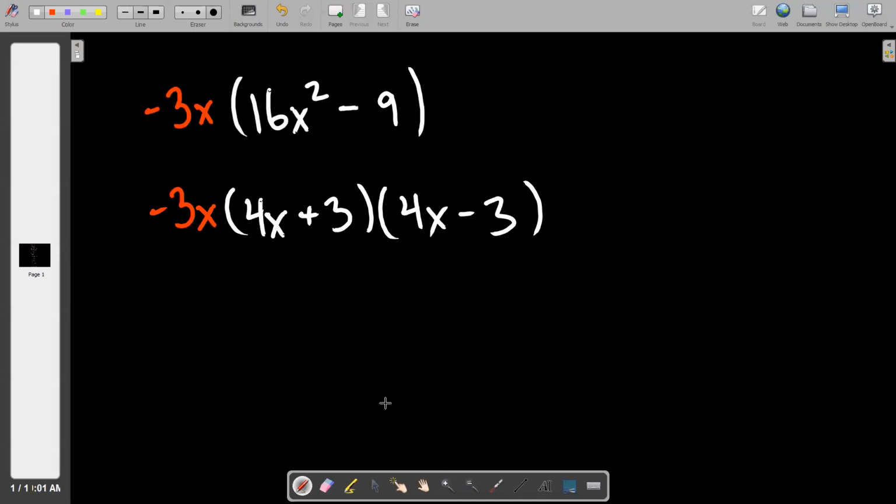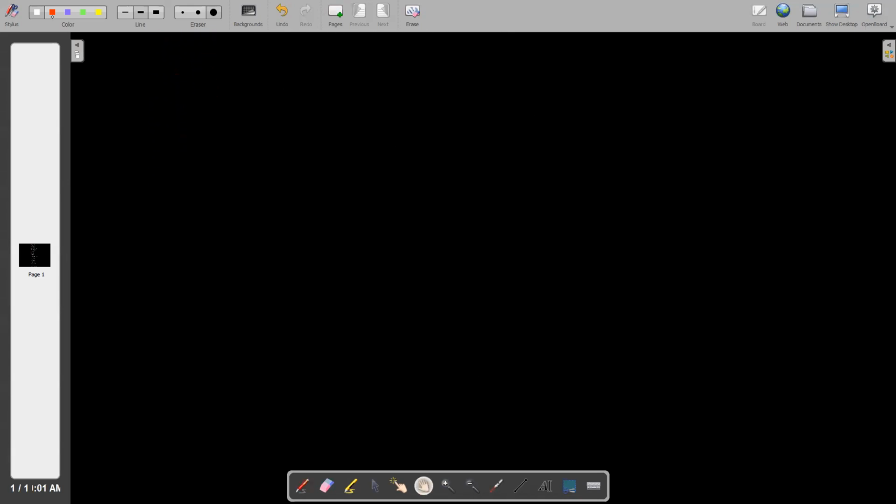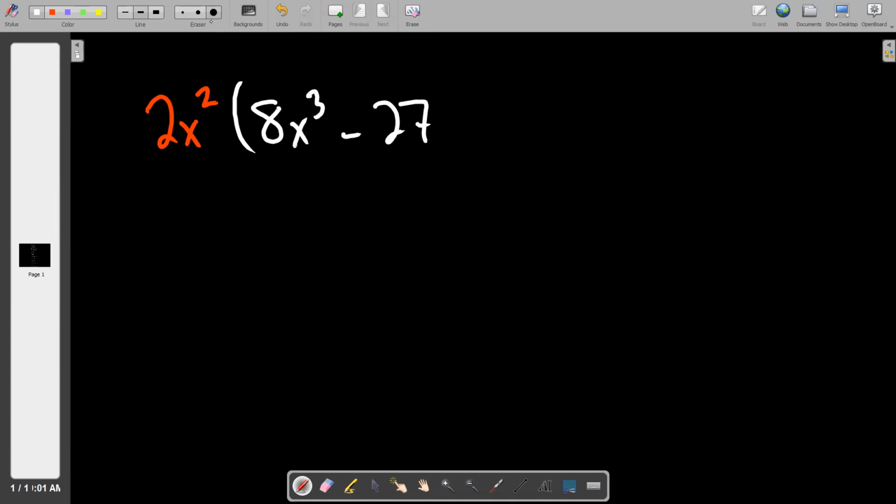Okay. Next problem is number 9. And number 9 also has a GCF. It looks like it's going to be, is it just 2? I think it's just 2x squared, right? Am I missing anything there? No, it's just 2. So 2x squared. And then when I rebuild it, I'm going to have 8x to the third minus 27. And what is this?